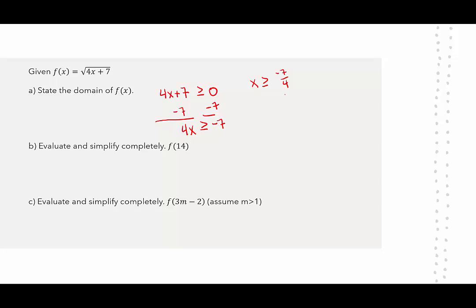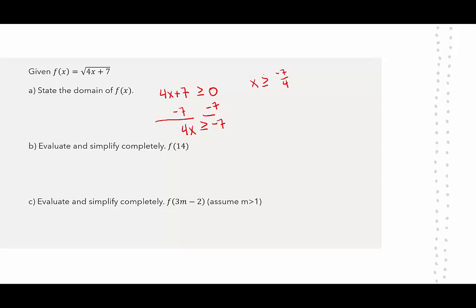I can put the negative in the middle. I can rewrite it as a mixed number, negative 1 3/4. I can put it in my calculator and get negative 1.75. We have a lot of options. Since I'm not really going to do anything with this, I'm just going to leave it as an improper fraction. What I will do is I will write the domain in interval notation.